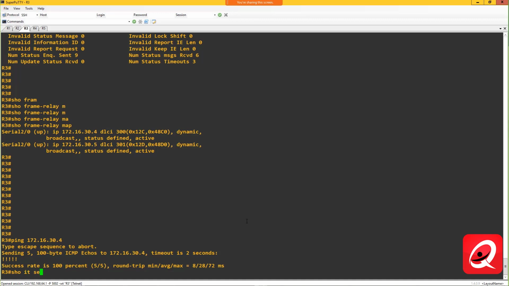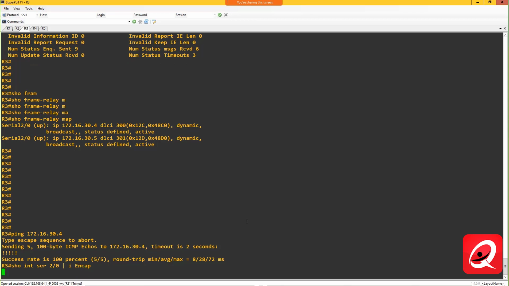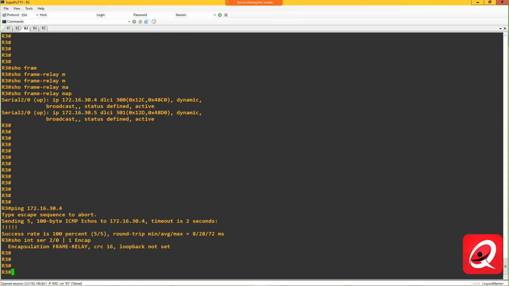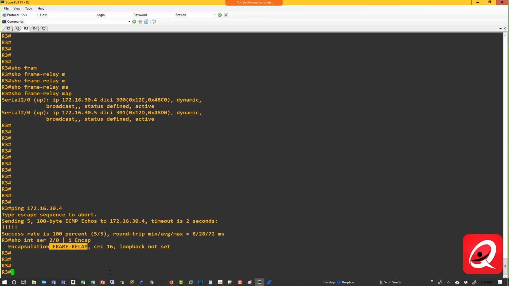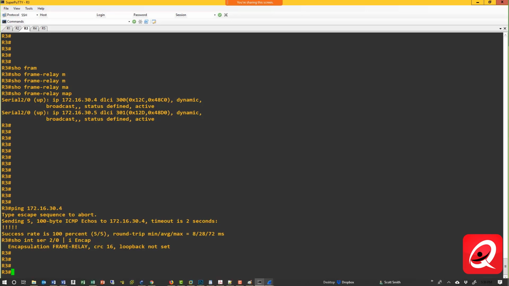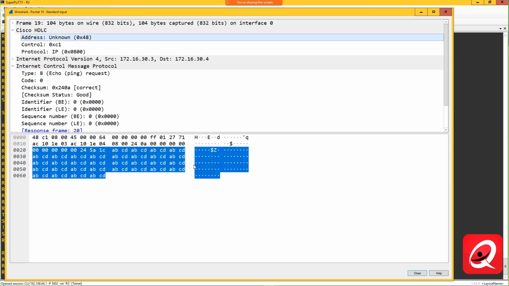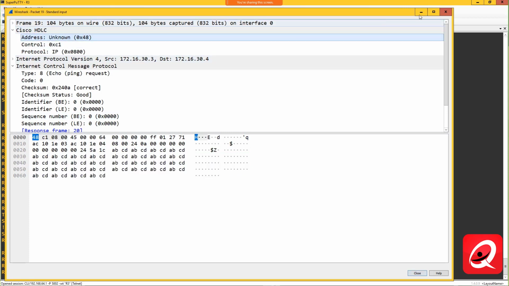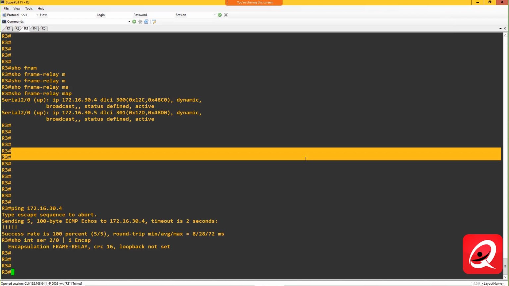Show interface serial 20 pipe include encap. Yeah, it's weird. So it's actually showing up in Wireshark as an HDLC frame, even though it's a frame relay frame. It's not really that important. I'm not sure why Wireshark is doing that in this particular case. Certainly the encapsulation should be frame relay. Maybe it's that Wireshark doesn't support that. I'd have to do a little bit more research on that. But in any event, we're sending frame relay data.